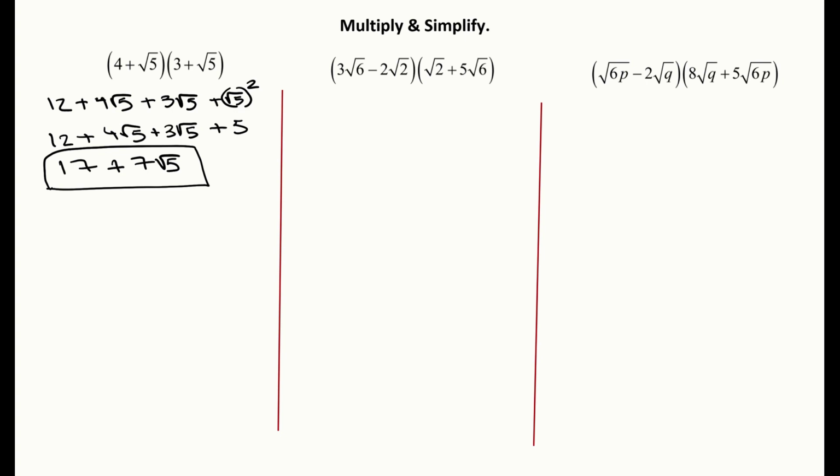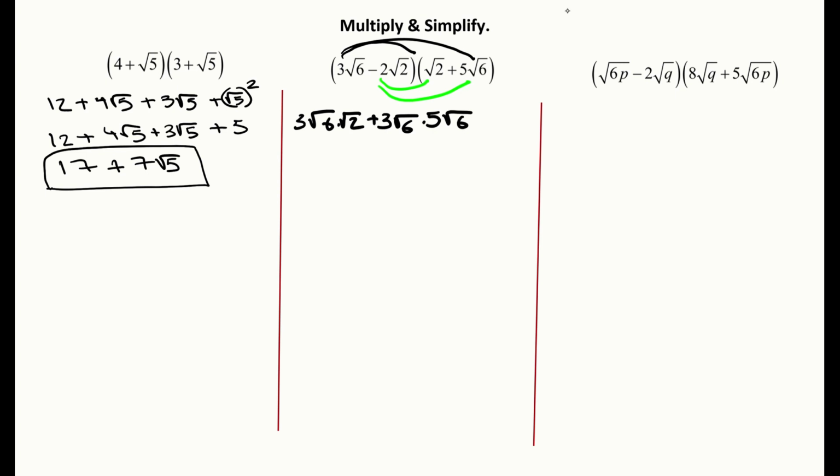Okay, so now for this next one, we're going to distribute the 3 radical 6 in that way, and then when we're finished, we'll distribute the negative 2 radical 2 like that. So when we distribute 3 radical 6, we get 3 radical 6 times radical 2 plus 3 radical 6 times 5 radical 6. Now we're done with that distribution. We're going to distribute the -2 radical 2.